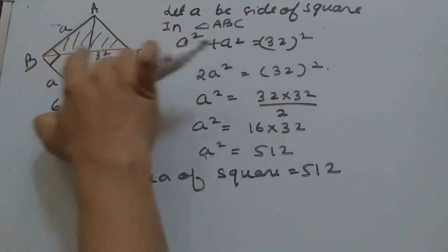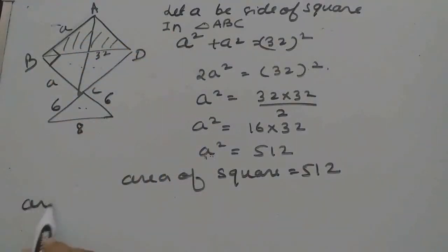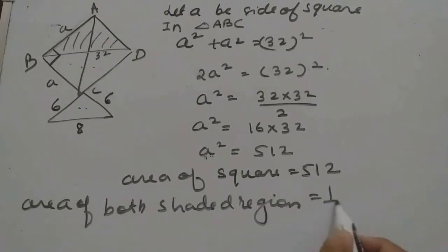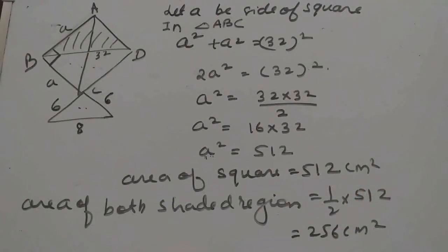So we know the diagonal divides the square into two equal parts. So area of both shaded regions will be half into 502, which is 256 centimeter square. So this we got. Now the remaining part is we should find the area of the base triangular part.